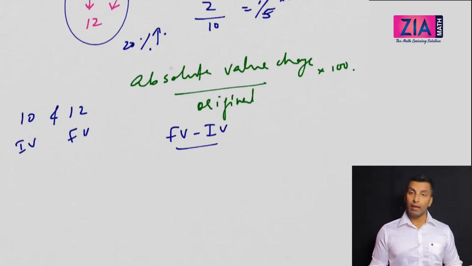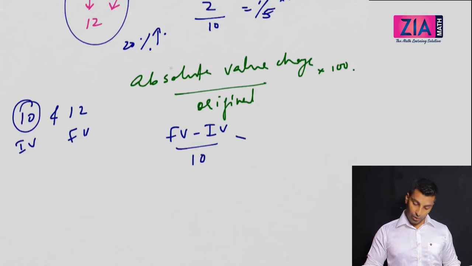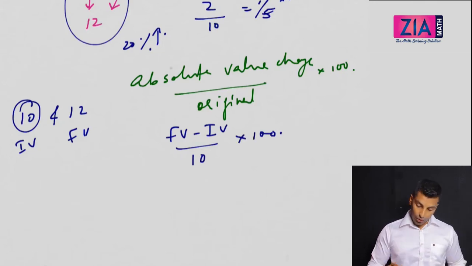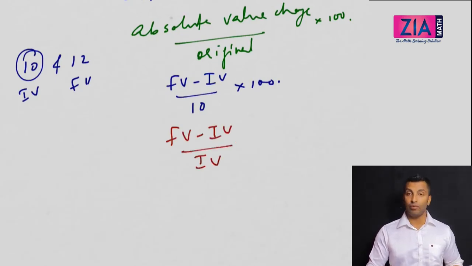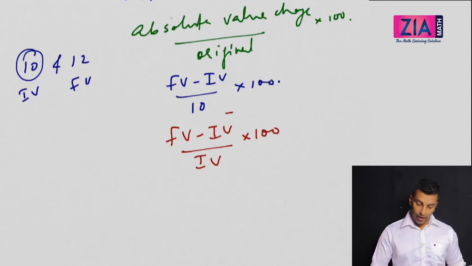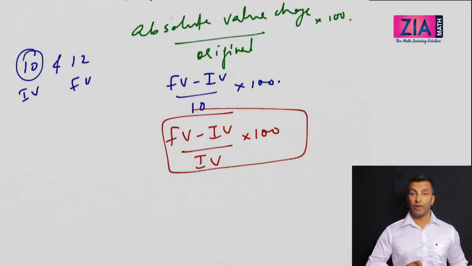What is the original value? The base, that is 10. So 10 into 100. Or if you try to understand it this way: final value minus initial value, and the initial value, 10, is nothing but the initial value itself, into 100. So this is the way you will find percentage.